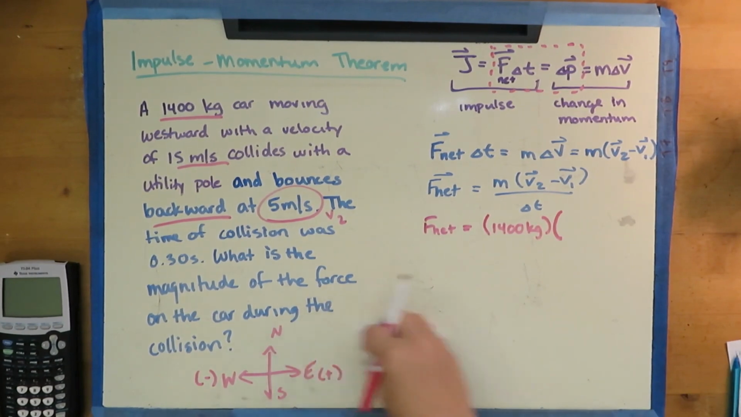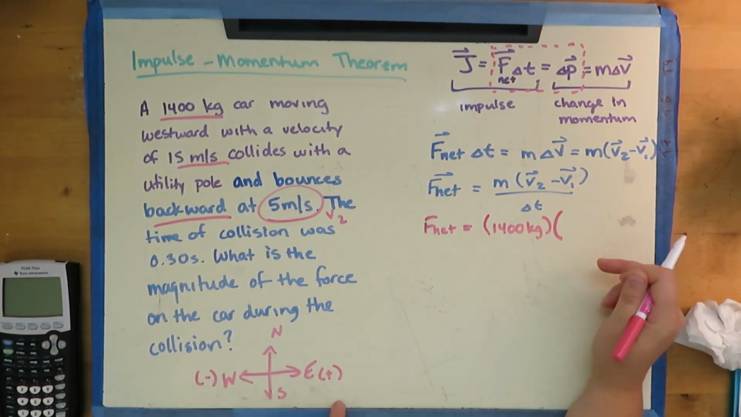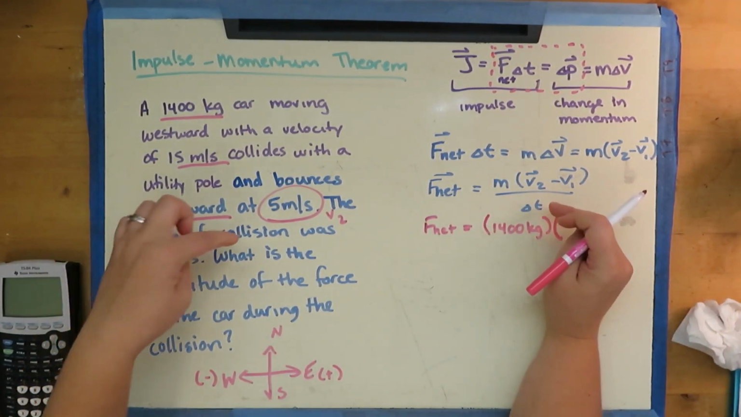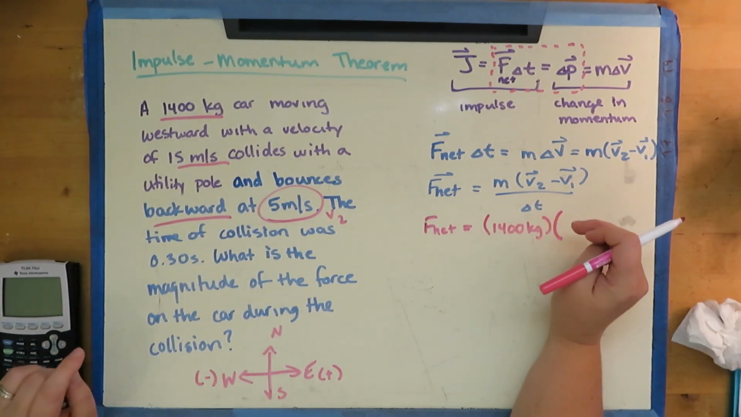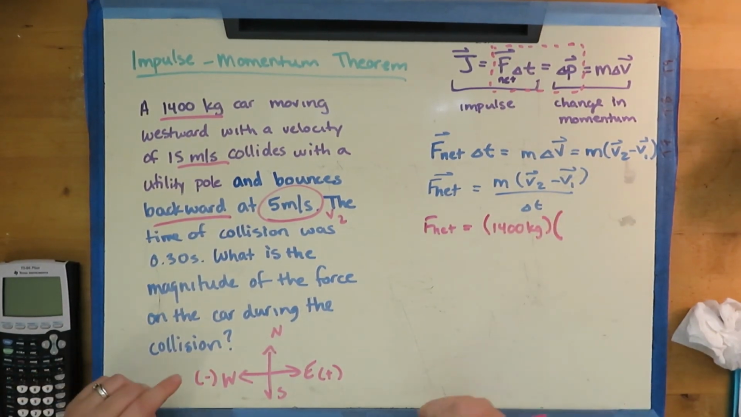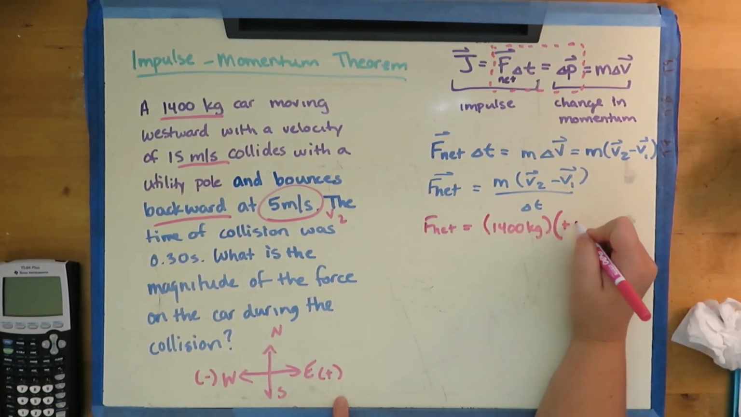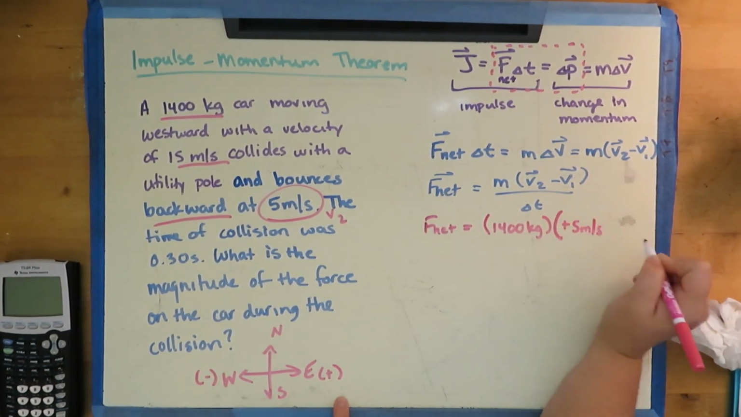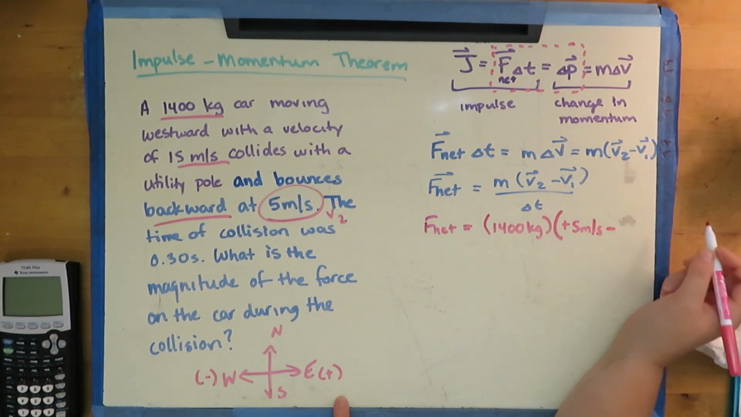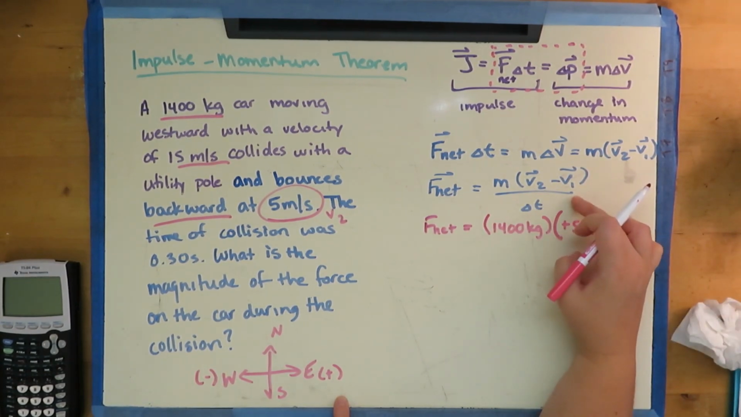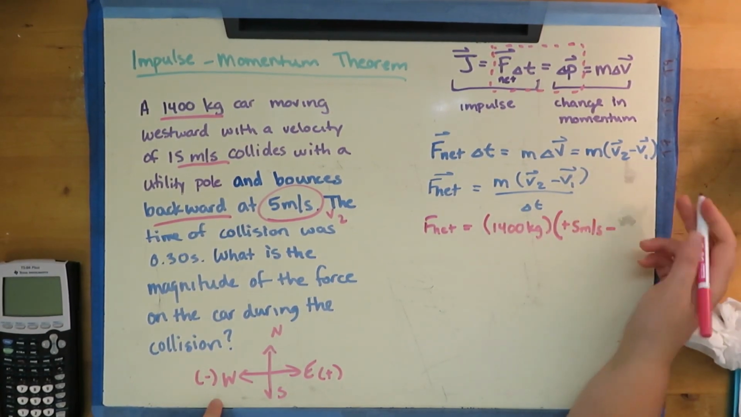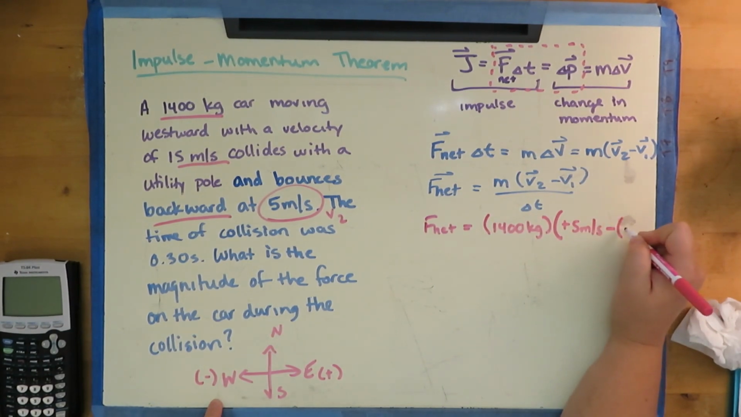So what I can do is I can then use those positive and negative signs in here. So my V2, my 5 meters per second is backwards. So that is in the eastward direction. So that is going to be a positive 5 meters per second. And then minus, well, my V1 here was in the westward direction, which I'm defining as negative. So that's going to be a negative 15 meters per second.